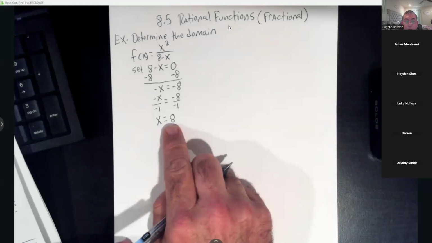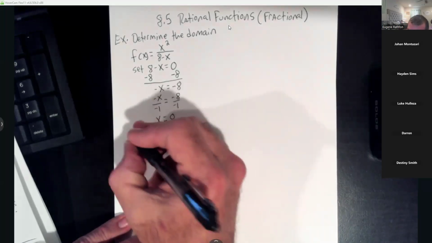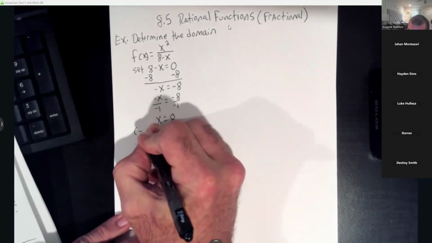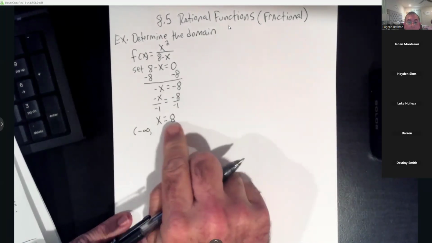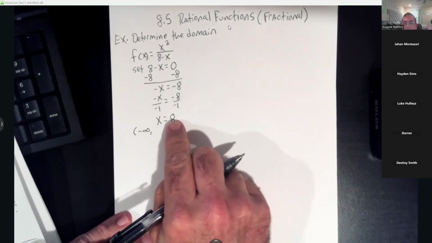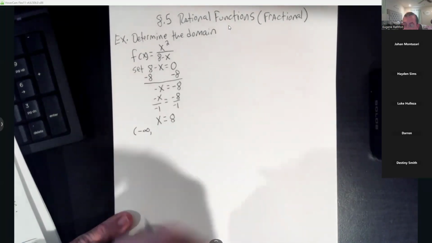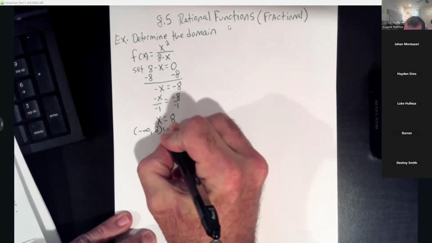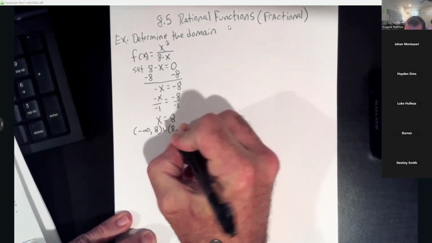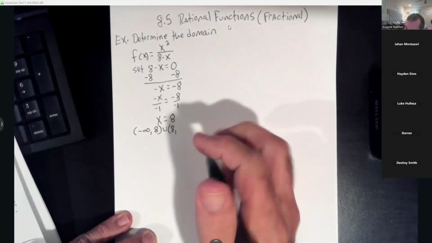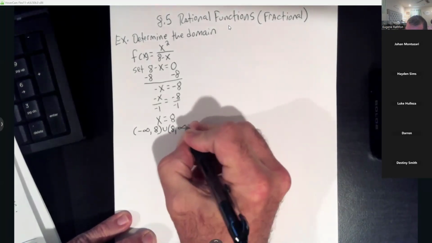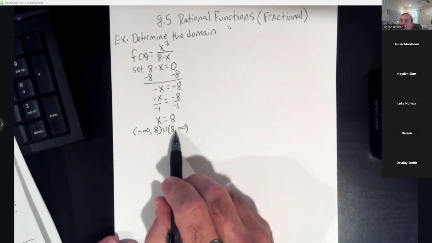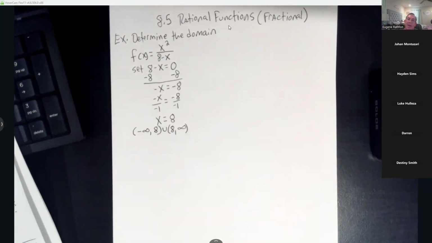So we need to exclude 8 from our domain. So remember, interval notation starts at negative infinity. And then, since we're kicking this 8 out of our domain, we're going to union around that 8. And then from 8, we can head off towards positive infinity. So unioning around a number is how we were kicking them out, okay?